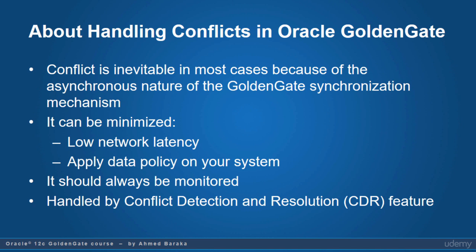Because of the asynchronous nature of the Oracle Golden Gate synchronization mechanism, having data conflicts is inevitable in bidirectional configuration. To minimize data conflicts, you can try to have a low network latency or apply a data policy in your system that will lead to minimizing data conflicts.